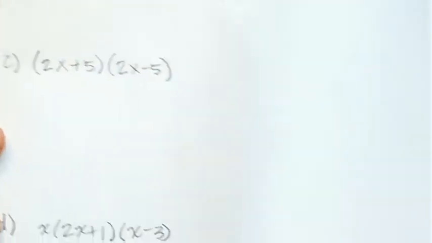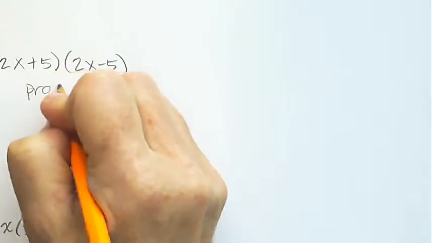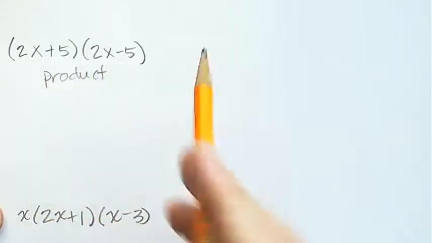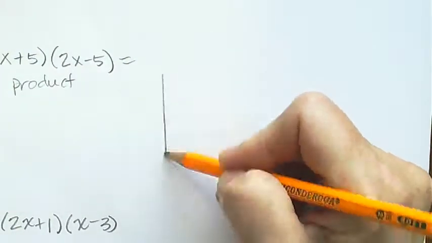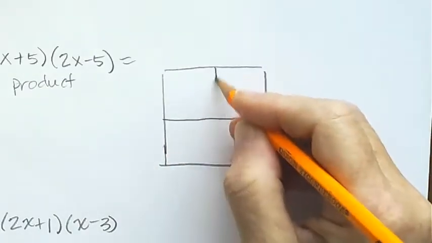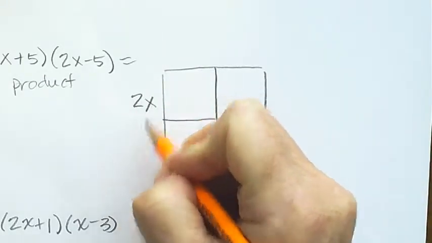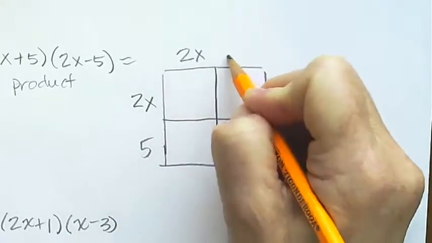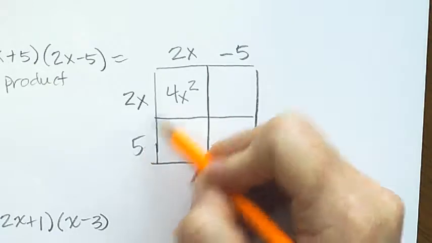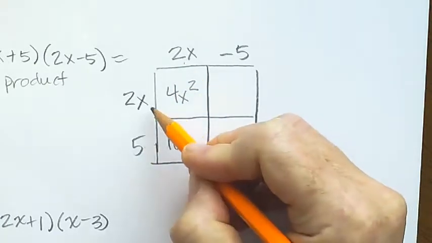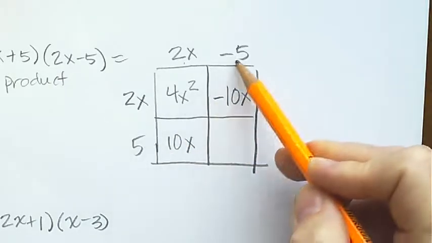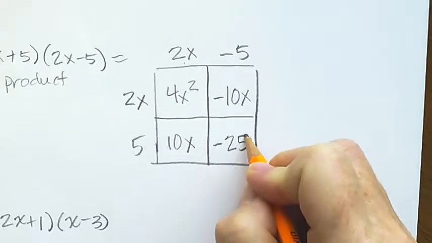Okay, part C, we've got the product. And notice you have the same terms. One just has a plus and one has a minus. You might remember this from a previous video. It will come up again, and if you can get a hang of this pattern, it will benefit you as we move forward. So 2x plus 5 and 2x minus 5. 2x times 2x is 4x squared. 5 times 2x is 10x. 2x times negative 5 is negative 10x. And 5 times negative 5 is negative 25.